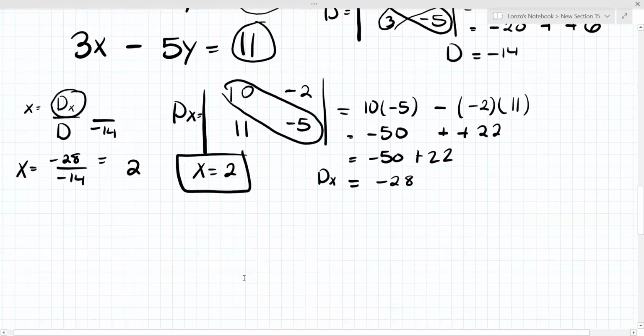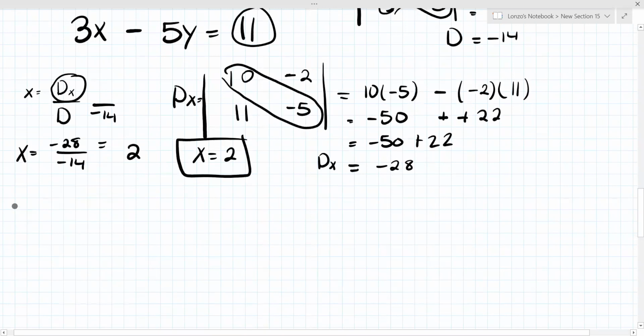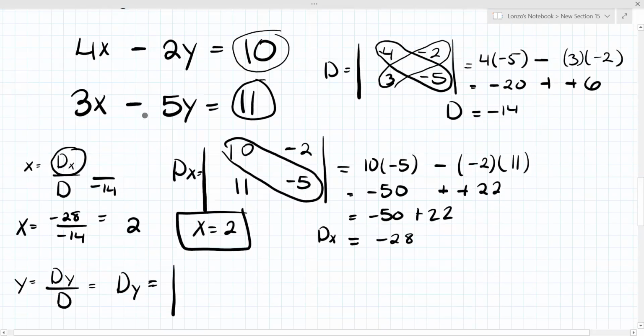Now let's find the y value. To find the y value, all you've got to do is take the determinant in respect to y over the regular determinant. We already have the regular determinant, which is -14. So let's find the determinant in respect to y. Go back to your original equation. We'll leave the coefficients for x the same as 4 and 3, but our coefficients for y will not be -2 and -5. It would actually be 10 and 11.